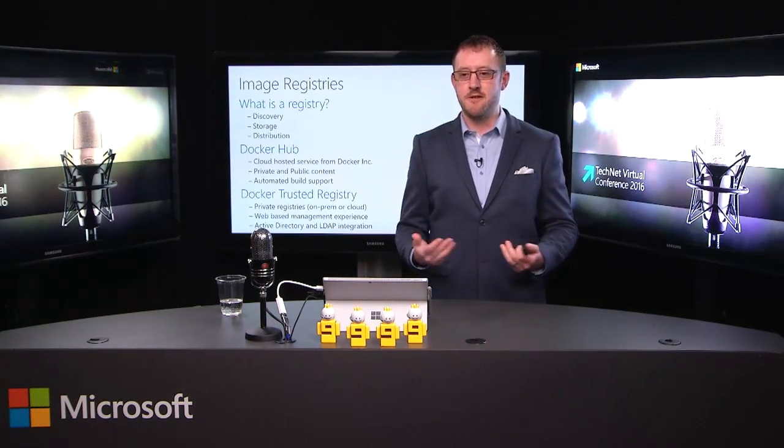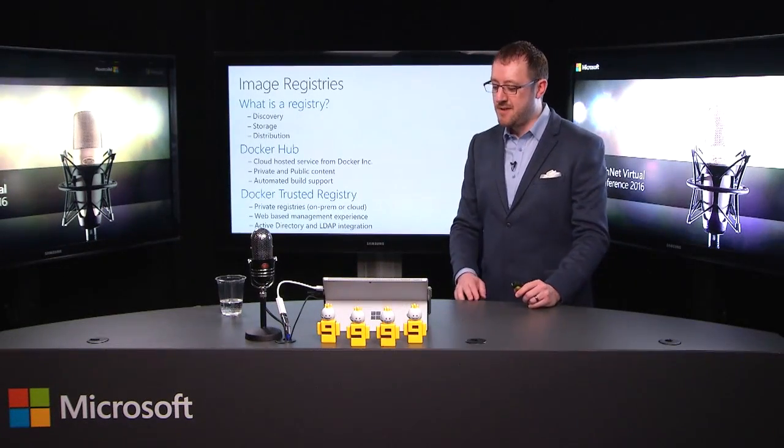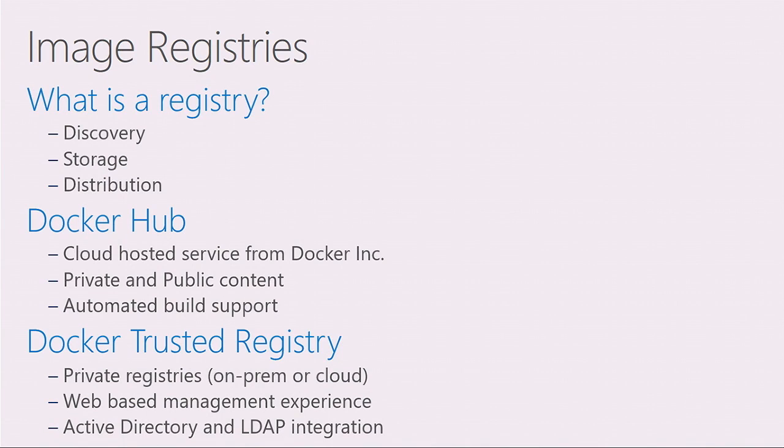Now, the other option, if you're not a cloud user or you want some additional controls around it, is a Docker Trusted Registry. And this is a private registry. It's either on-prem or in the cloud. And when I say in the cloud, I mean it's your virtual machine that's running this registry, so it's a virtual cloud. And we have these available in Azure today, so you can go to the Azure Marketplace and deploy your own Docker Trusted Registry. It's got a web-based management experience, has Active Directory and LDAP integrations, a number of other things as well. And so if you don't want to use the Docker Hub, you want to have a little more control, then a Docker Trusted Registry is the thing for you.